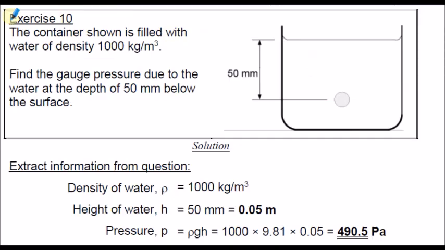So exercise 10, here's the solution. Essentially it's a question of applying the ρgh formula to find the pressure. Just be careful that the height is converted into meters, because our density is given in terms of meters cubed and the acceleration due to gravity is 9.81 meters per second squared. Thus we must have the height h in meters. I'll let you review the solution at your own pace.